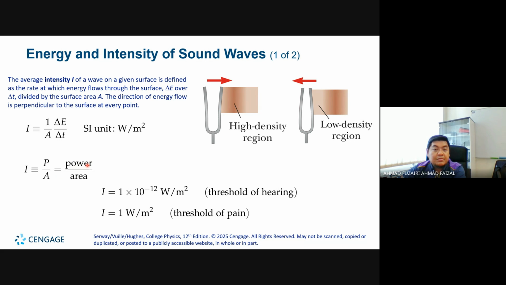At a frequency of 1000 hertz, the faintest sound the human ear can detect has an intensity of about 1 times 10 to the power of negative 12 W per meter squared. Why watt? Because intensity has the unit of power per unit area. Watt is the unit for power, and m squared is the unit for area. The faintest sound that we can hear is an intensity of 1 times 10 to the power of negative 12 watt per meter squared, also known as the threshold of hearing.